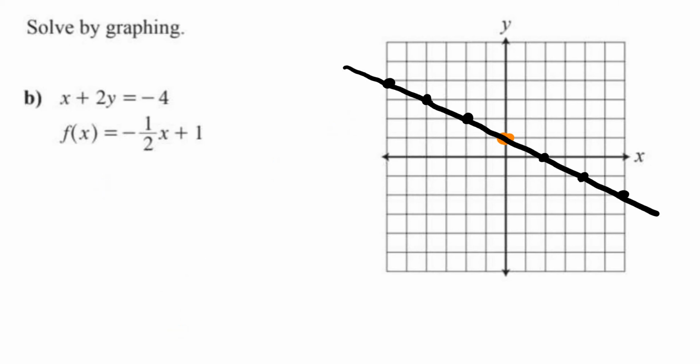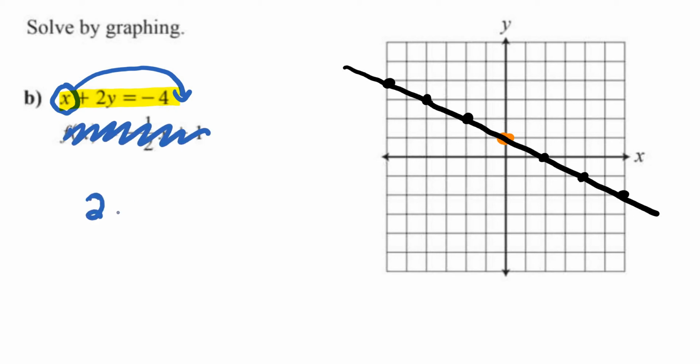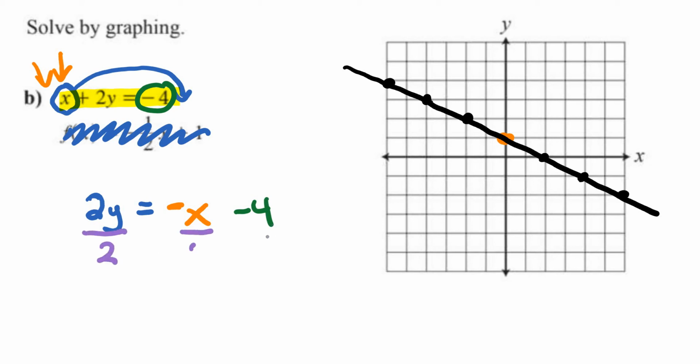And let's go ahead and look at the first graph, which is highlighted in yellow there. Okay, so if I work with this one here, I would recommend moving the x variable over to the other side. If I do that, I get 2y equals negative x minus 4. Now remember, this x is positive on the left-hand side. If I move it to the right-hand side, it becomes negative, and then this negative 4 just tags along like that. After that, you can divide both sides by 2.